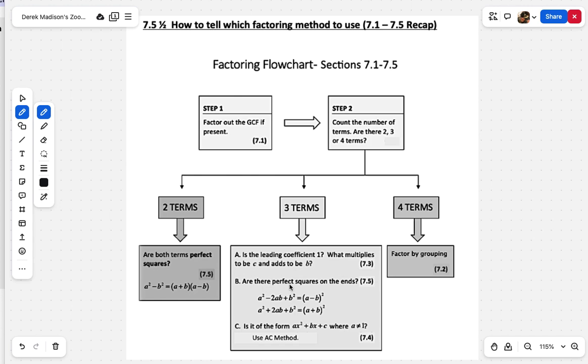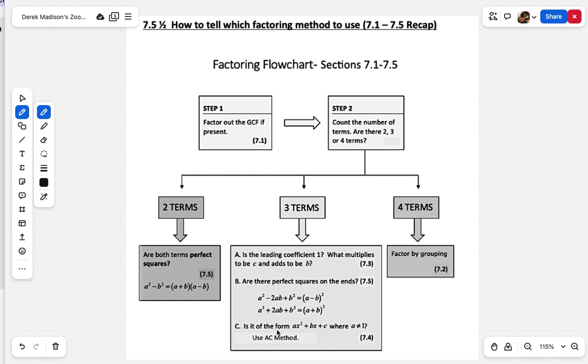And actually this next one is also really easy if you spot it, and that is, are there perfect squares on both ends of the trinomial, in which case that's 7.5, the last section, and it's just the a minus b squared or a plus b squared. So if you spot that, it's a super easy problem.